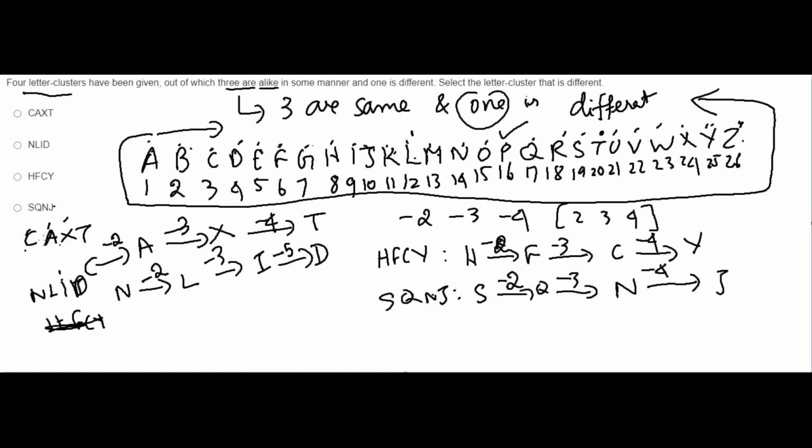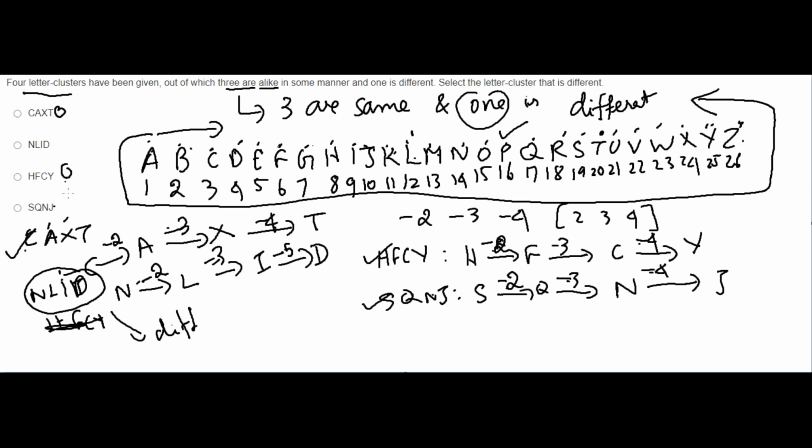So look at this. In CAXT, in HFCY, in SQNJ, if you look at each and every term, all are coming back as minus 2, minus 3, minus 4. But in NLID only, you will get minus 2, minus 3, minus 5. This one is unlike, this one is different.